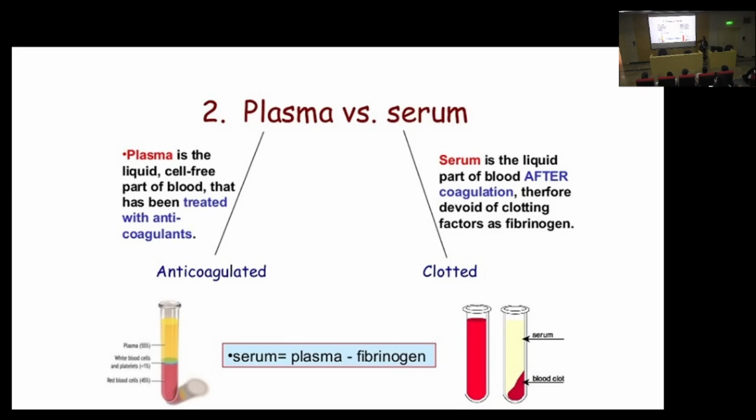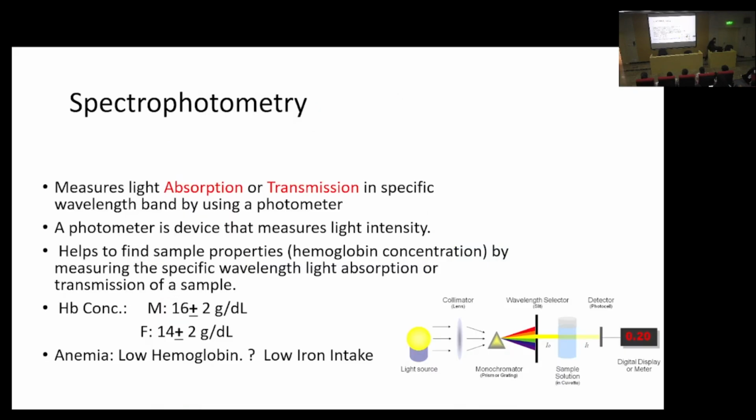All right? So if you put it in a tube without any anticoagulant, then what you'll end up with is a blood clot, and the top part will be serum. Okay, so please differentiate between serum versus plasma.